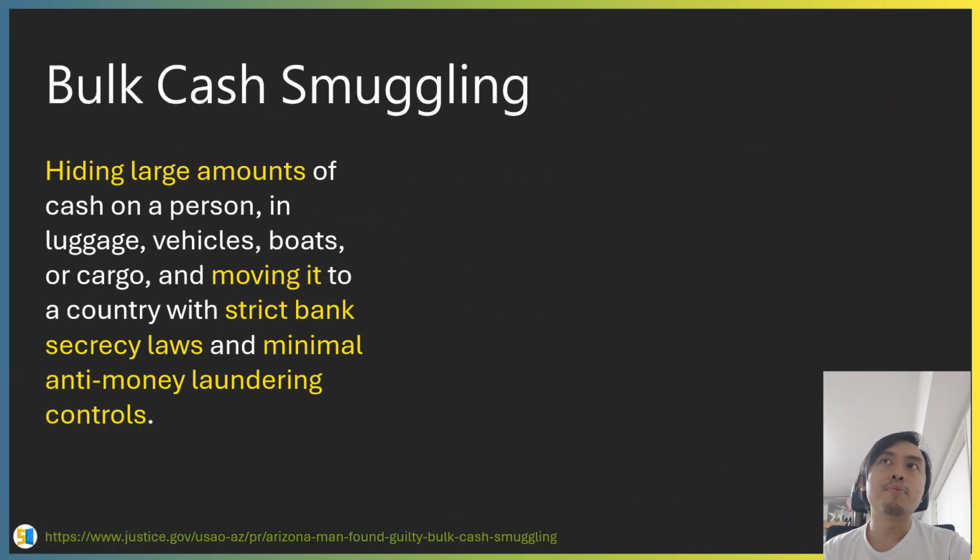Next, bulk cash smuggling. It's hiding a large amount of cash on persons, in luggage, in vehicles, boats, or cargo, and moving it to another country with strict bank secrecy laws or with minimal anti-money laundering controls. So basically, they literally smuggle the money, right?